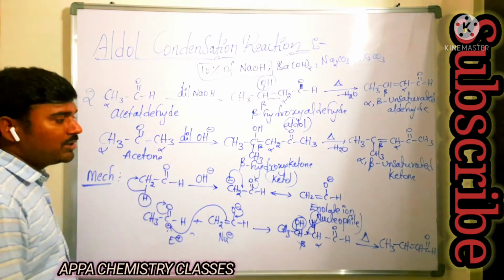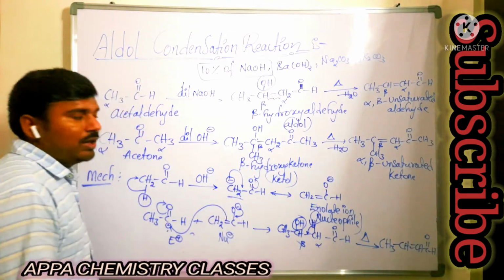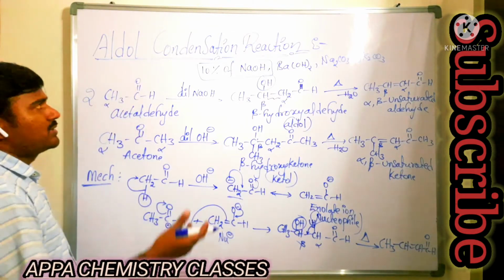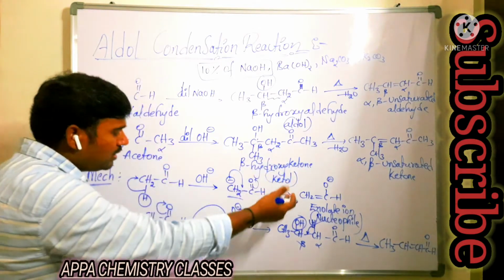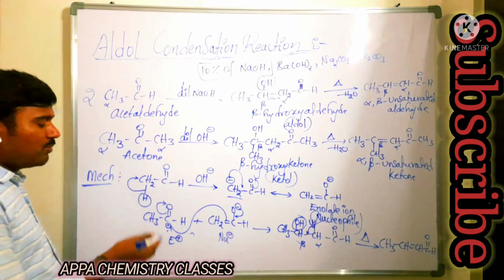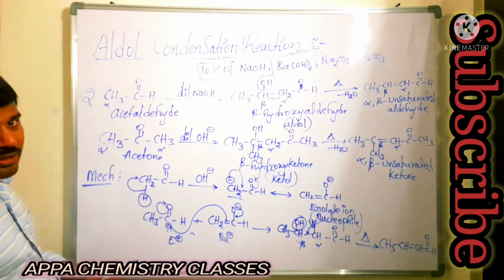What is the intermediate here? Enolate ion. In some cases they will say carbanion is the intermediate in case of aldol condensation. Actually, it is an enolate ion which will attack another mole of aldehyde. Is that clear? So now we will see the shortcut for this.